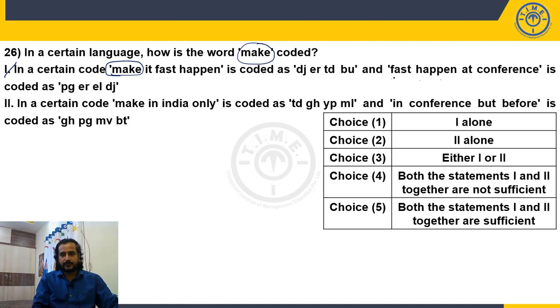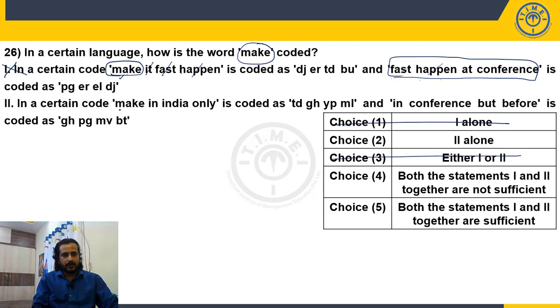In these two statements, do you have the term make common? No. When it is not common, you should try to eliminate the remaining terms: it, fast, happen. Can you eliminate by combining these two? No. I can eliminate happen and fast, but I cannot eliminate make and it. So is 1 alone sufficient? No, not sufficient. So this is ruled out.